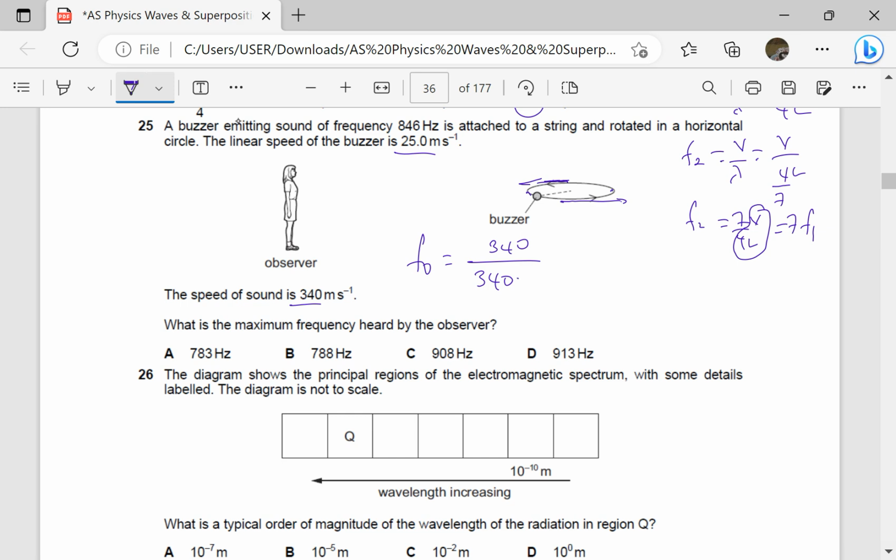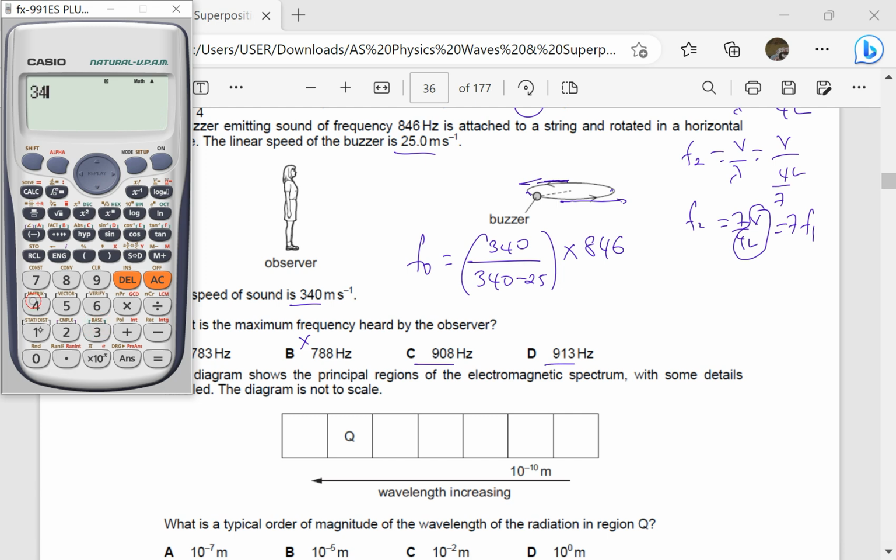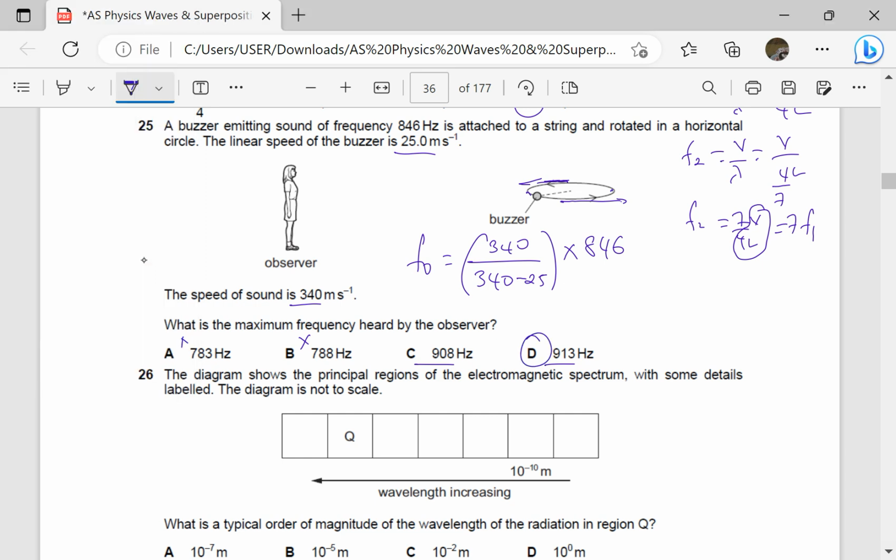So this would be minus 25. Then we multiply this by the frequency of the source, which is 846. So the maximum frequency heard by the observer should be above 846. Even if I don't check this, it is below, so I remain with these two. So it is going to be 340 divided by (340 minus 25), then times 846, which is 913. So the answer is going to be D.